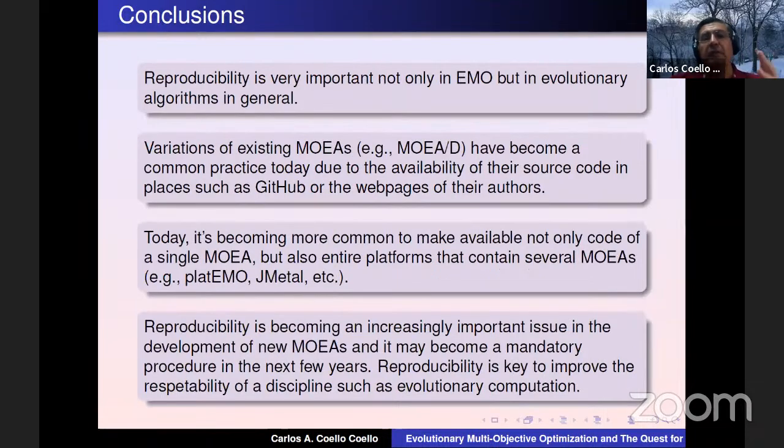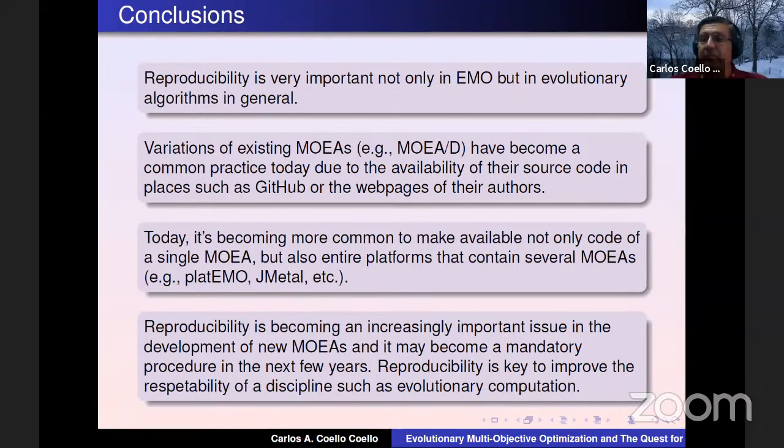Reproducibility, just to conclude, is very important, not only in EMO, but I would say in evolutionary algorithms in general. At GECCO, there are people who have been tracing, for each paper that gets presented orally, which ones have this sort of reproducibility label. And the percentage is very low. It's very, very low. Very few people are still releasing their codes using platforms like GitHub and so on.